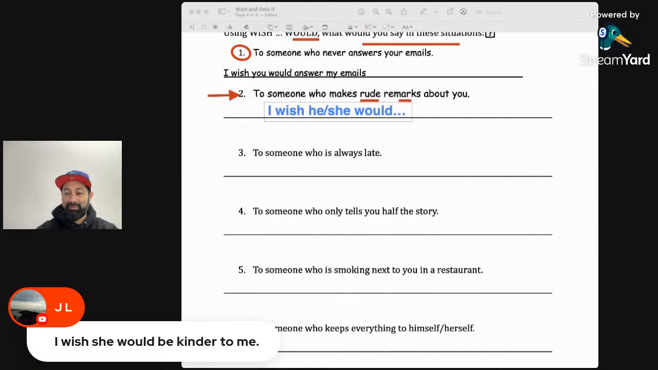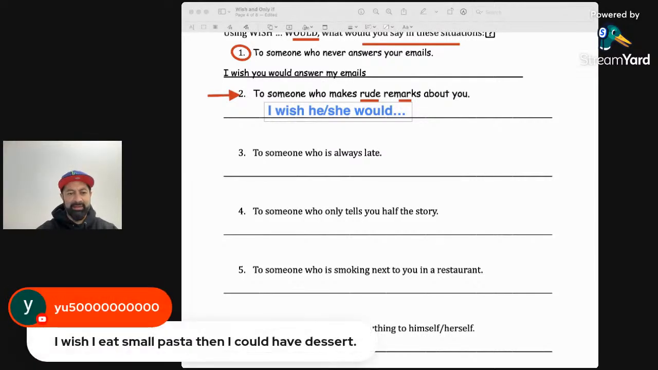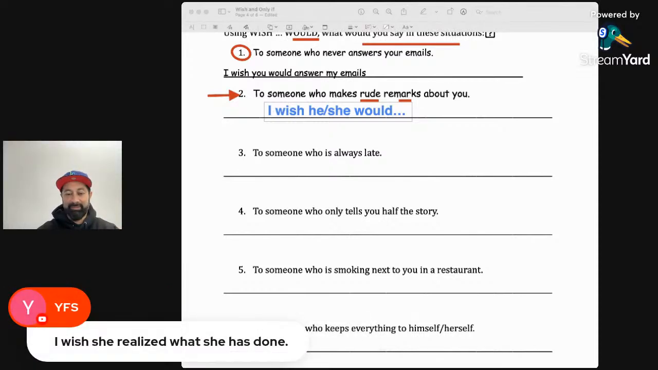All right, so you has a comment, not for this lesson, but a previous one. You said, I wish I eat small pasta, then I could have dessert. I wish I had eaten. So past perfect here. I wish I had eaten less pasta so I could have dessert. I wish she realized what she has done. Good sentence. It's not using would, but this is a good sentence.